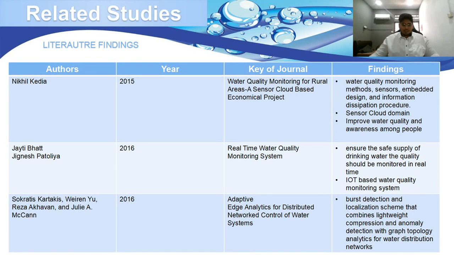And after that, there's a journal by Socrates Katakis and fellow colleagues in the year 2016. And the key of the journal is Adaptive Edge Analytics for Distributed Network Control of Water Systems. And the main finding from this journal is a burst detection localization scheme that combines lightweight compression and anomaly detection with graph topology analytics for water distribution networks.